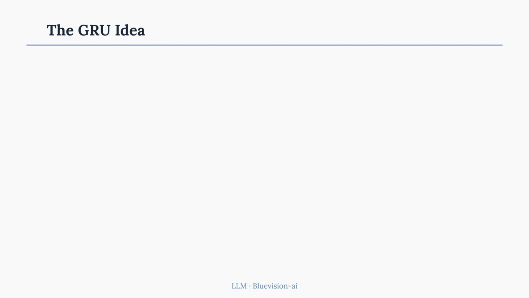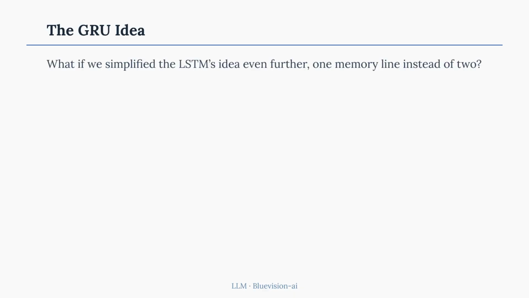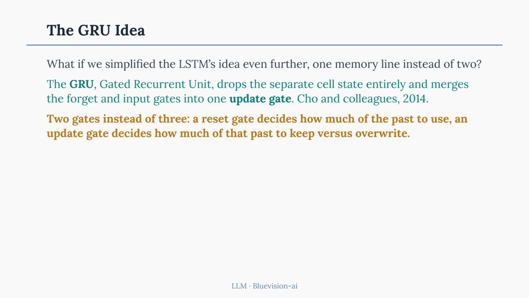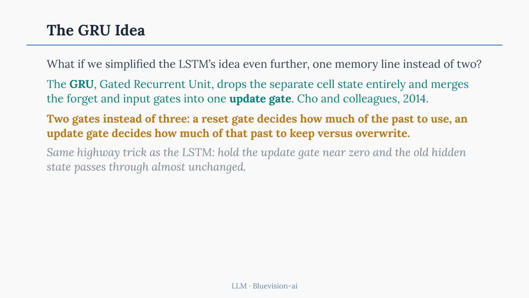Let's see how far you can simplify it and still keep the trick. What if we simplified the LSTM's idea even further? 1 memory line instead of 2. The GRU, gated recurrent unit, drops the separate cell state entirely and merges the forget and input gates into one update gate. Cho and colleagues, 2014. 2 gates instead of 3. A reset gate decides how much of the past to use when computing a fresh candidate. An update gate decides how much of that past to keep versus overwrite with the candidate. Same highway trick as the LSTM. Hold the update gate near 0, and the old hidden state passes through almost unchanged.